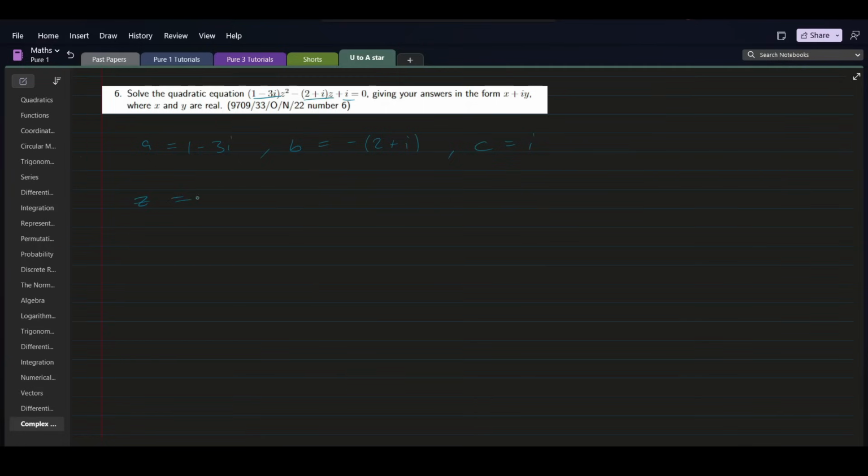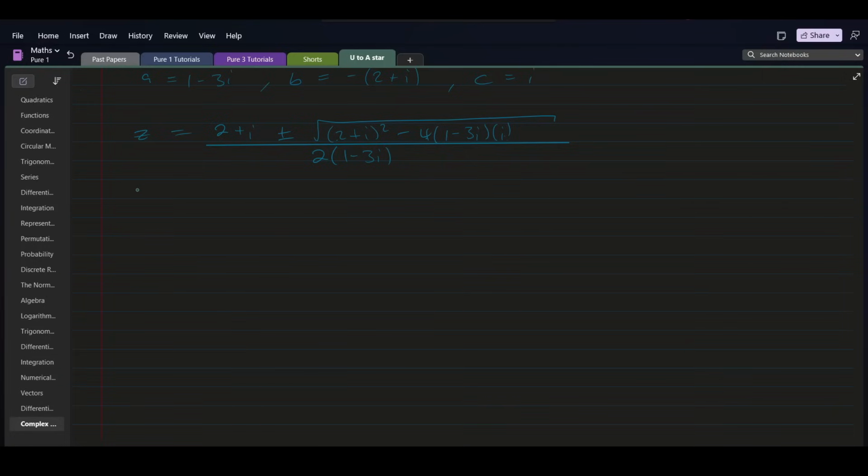Okay, so z is equal to minus b, so that will be 2 plus i, plus or minus the square root of b squared, so (2 plus i) squared, minus 4a, which is (1 minus 3i), c, which is i, and this is all over 2 times a, which is 1 minus 3i. Okay, so this becomes z is equal to 2 plus i plus or minus the square root of, let's expand, we've got (2 plus i) squared, so that would become i squared plus 4i plus 4, and then we have minus 4 times i times 1, so that's minus 4i, and then we have minus 4 times negative 3i, which is 12i times i, so 12i squared.